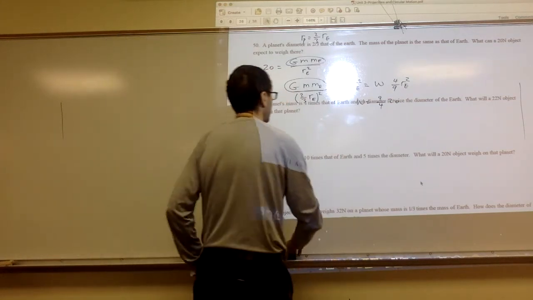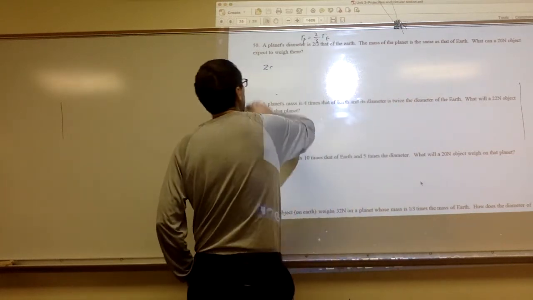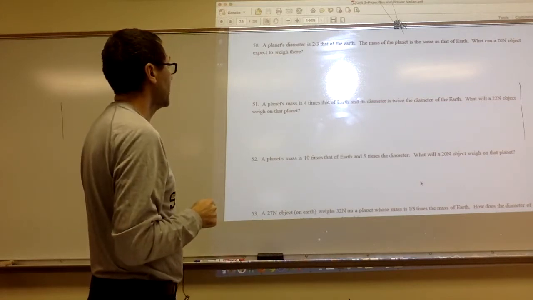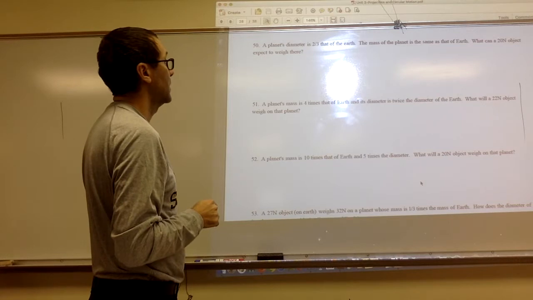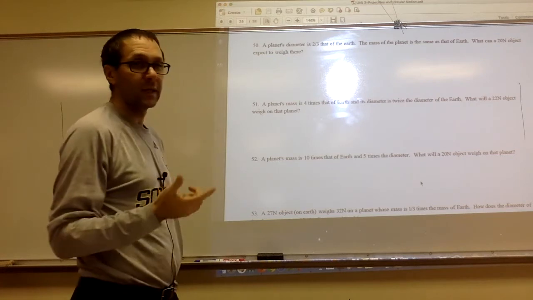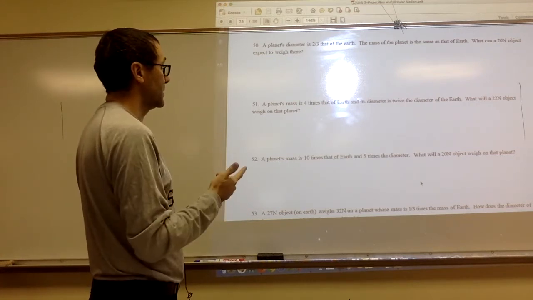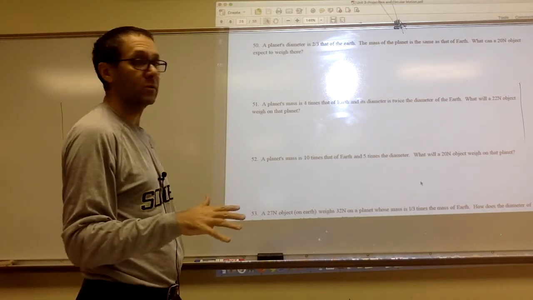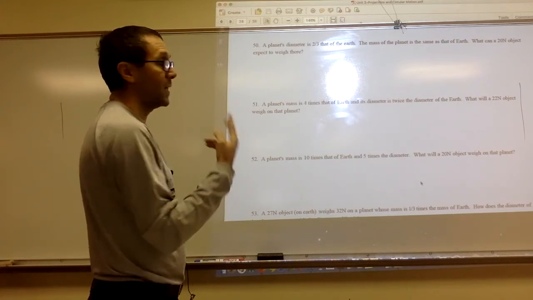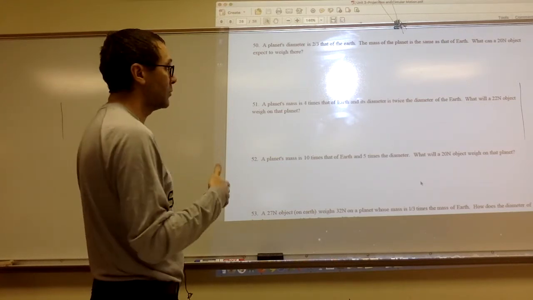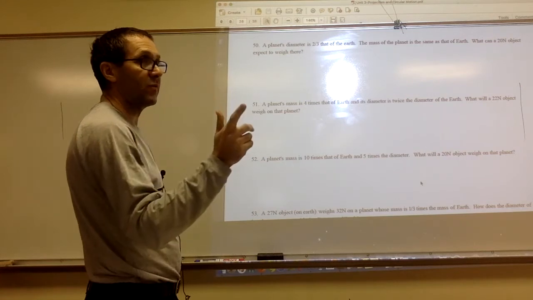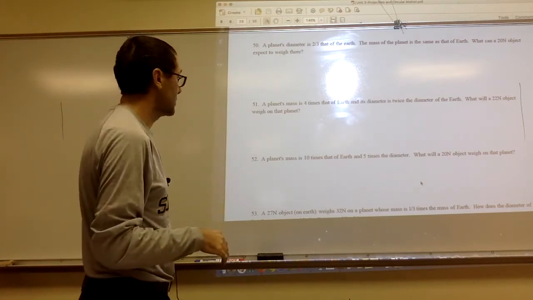No, but I think the previous way is much quicker, if you could do it that way. Right. You avoid writing two equations and manipulating the equations. Number 51, a planet's mass is 4 times that of Earth, and its diameter is twice the diameter of Earth. What will a 22 Newton object weigh on that planet? I think this is pretty straightforward. The fact that the mass is 4 times as much will make the weight or the pull of gravity 4 times as much. But we also double the diameter, which means we double the radius, which means that the force is going to be cut by 2 squared. Okay? So you multiply by 4, you divide by 2 squared, you end up with 22 newtons at the end.